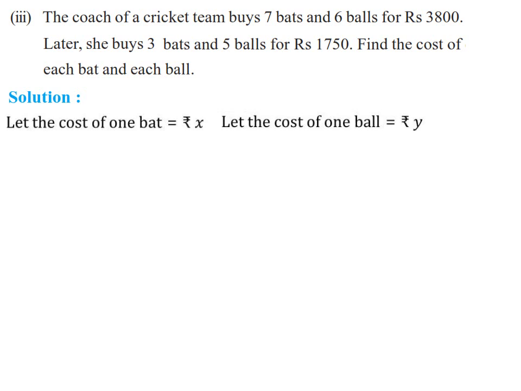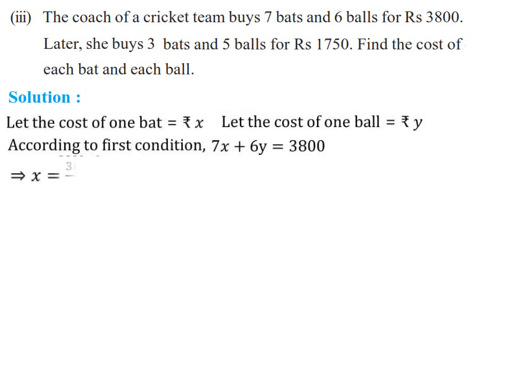So now we are assuming the first condition. According to the first condition, 7 bats and 6 balls, my total cost is 3800. So that equation will become 7x plus 6y equals 3800. Now only keep x on the left hand side and take all values towards the right hand side. So I will get x equals (3800 minus 6y) divided by 7, and that will become my first equation.